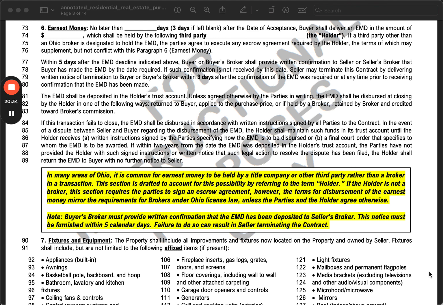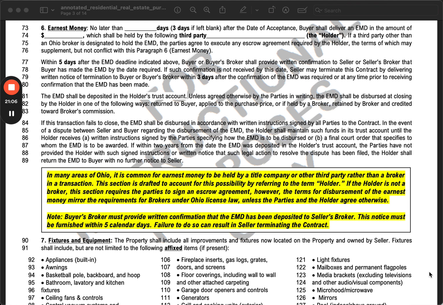Now in the notated area. In many areas of Ohio, it is common for earnest money to be held by a title company or other third party rather than a broker in a transaction. This section is drafted to account for this possibility by referring to the term holder. If the holder is not a broker, this section requires the parties to sign an escrow agreement. However, the terms for disbursement of the earnest money mirror the requirements for brokers under Ohio license law unless the parties and the holder agree otherwise.